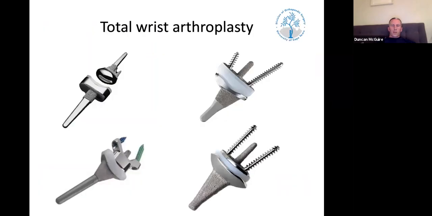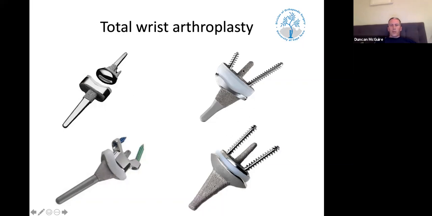If we look at total wrist replacements, they've been around quite a long time. There's been many designs over the years. None have been great. These are quite a few from the past. All of them are ellipsoid articulations trying to mimic the carpus. This is a Biax, the Maestro. Both of these two on the left have been taken off the market due to poor results.